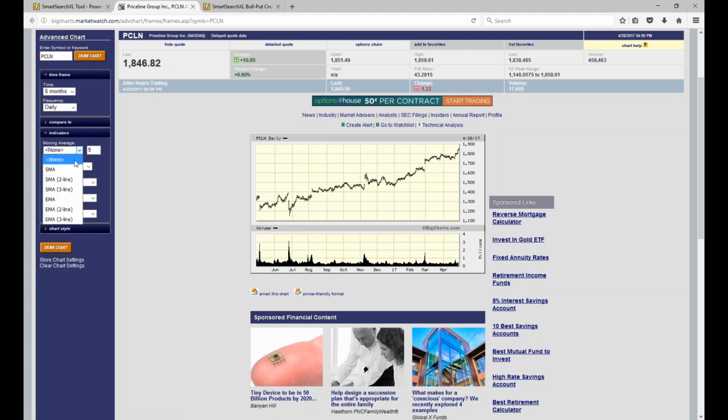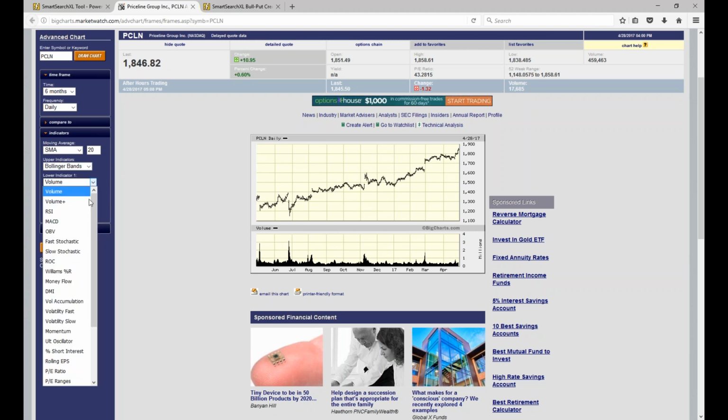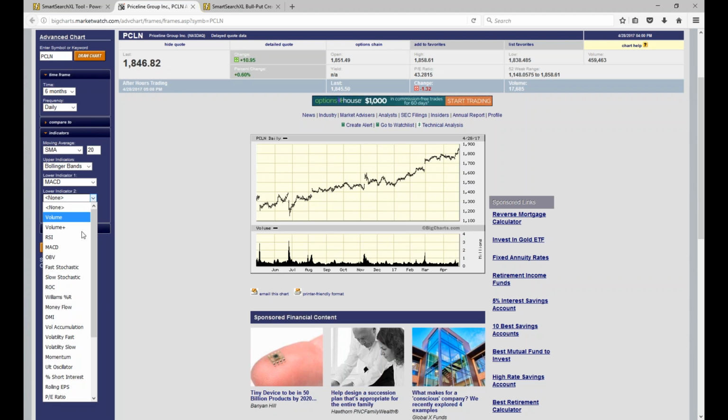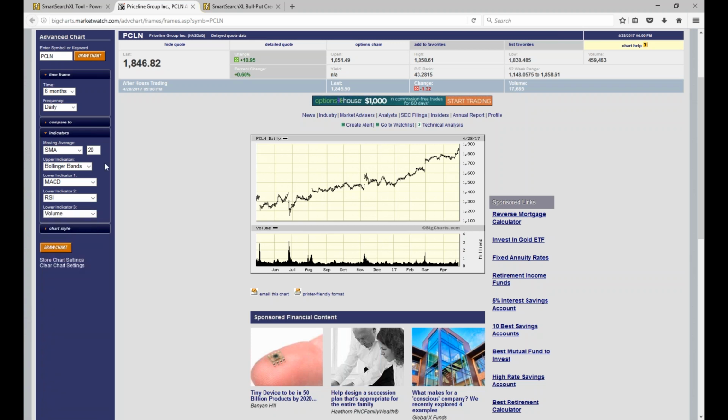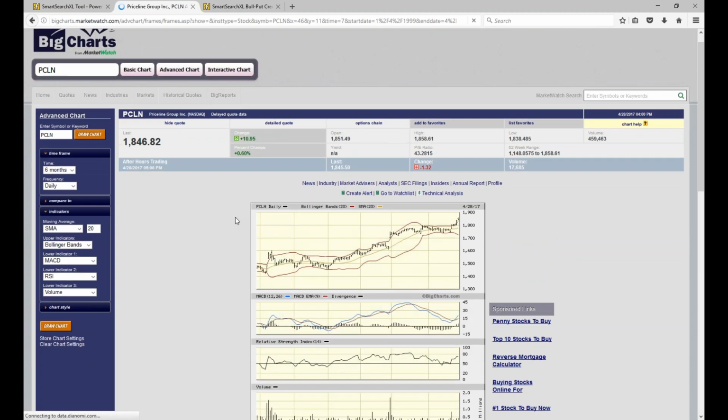Now, in the indicators, what do I want? I want to select the moving average of the SMA 20. Normally in a long call, I'd look for stocks that were trading above that. But the reason I need the SMA 20 is because I want the Bollinger Bands, since I screened for them. And the Bollinger Bands are based on that 20-day calculation. I'm using MACD, as well as the RSI, Relative Strength Index, and the volume. There's other things you can set here, fast or slow stochastics, Williams percent R, volatility fast, slow, percent short interest, things of that nature. I just use volume as my last one. Okay, let me go ahead and draw the chart.